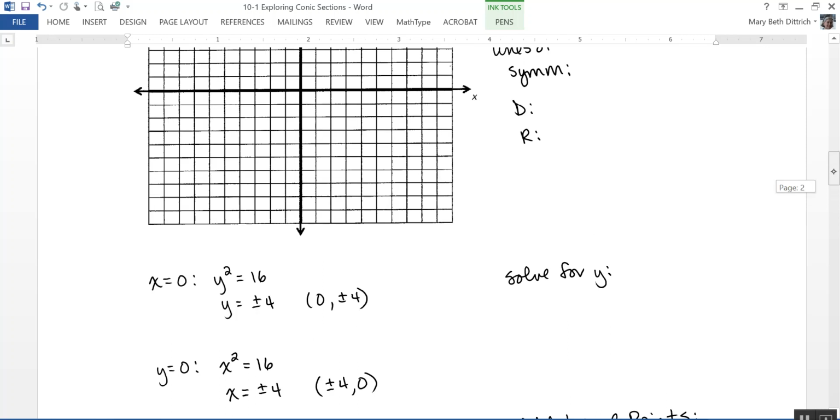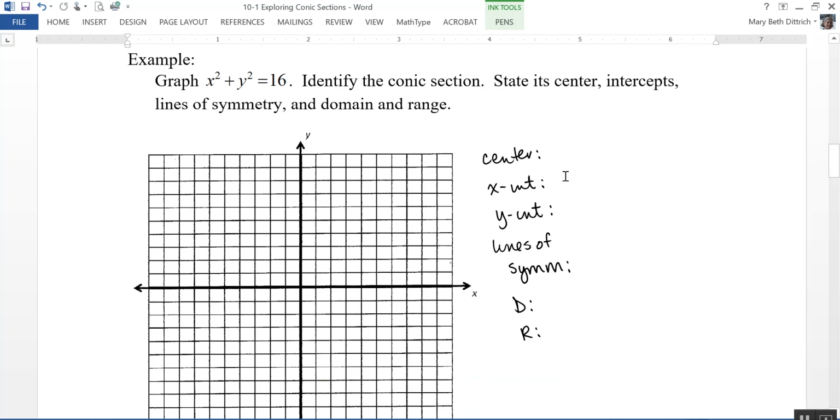Let's go ahead and put those in our solution, up here. So my x-intercepts are going to be positive and negative 4. Y-intercepts are also positive and negative 4. And I'm going to go ahead and graph those points here. So it kind of looks like I'm going to have a circle, but I'm not positive. I'd like to fill in some additional points, and I'm going to use my calculator to do that.